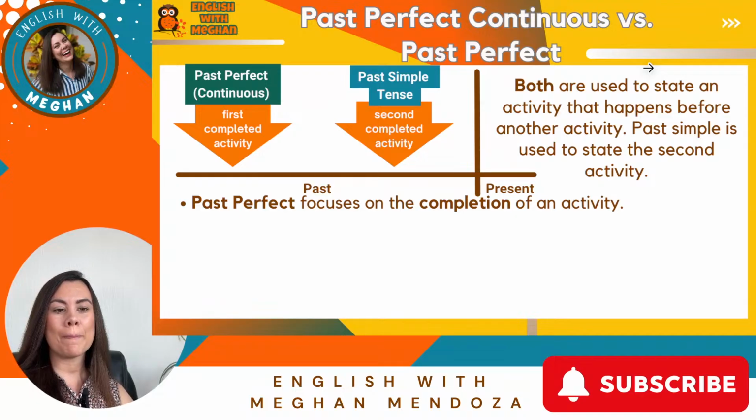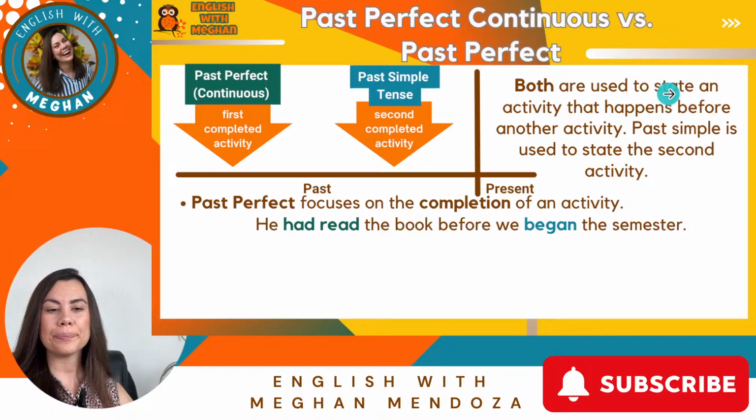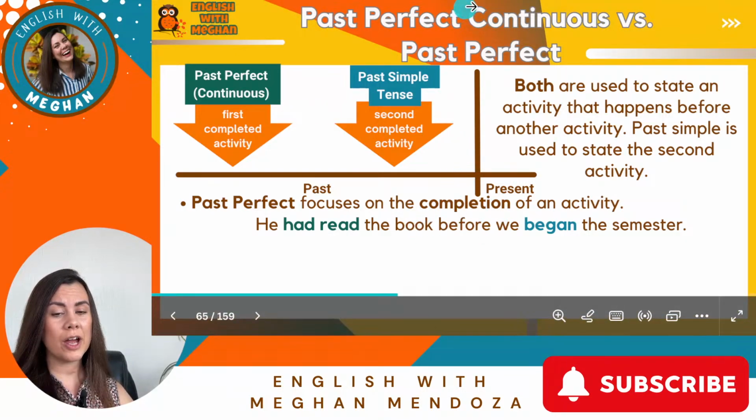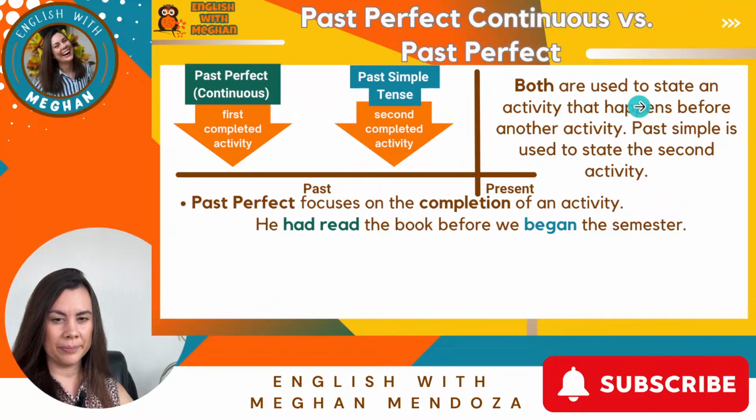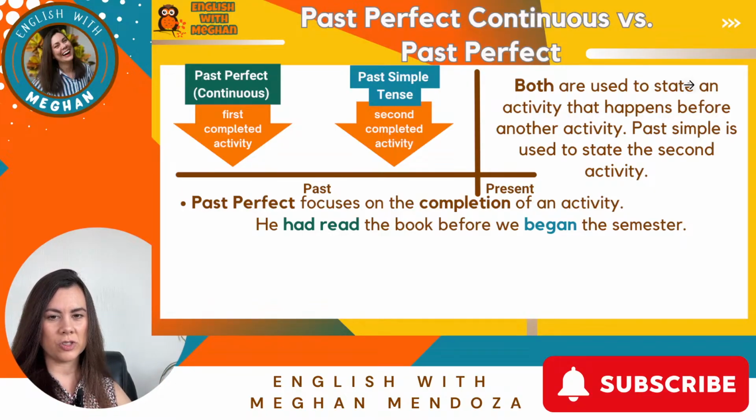Now, first things first, past perfect focuses on the completion of the activity. It's done. We're not continuing it anymore. For example, he had read, so had read, that's the first action. He had read the book before, that's our time word, we began the semester. We're focusing on the fact that he finished reading the book. The book is done, then the semester starts at school.